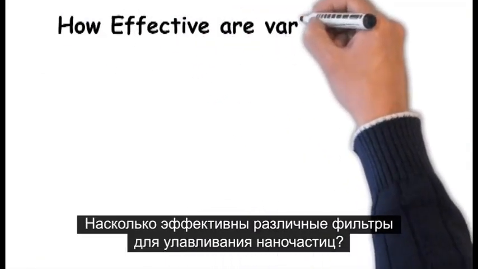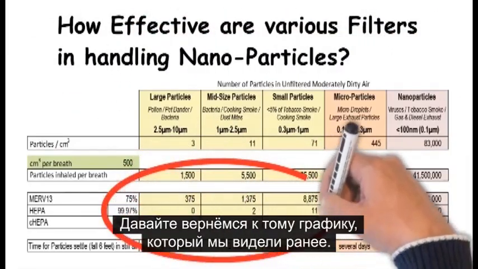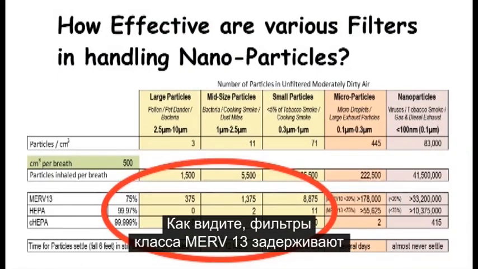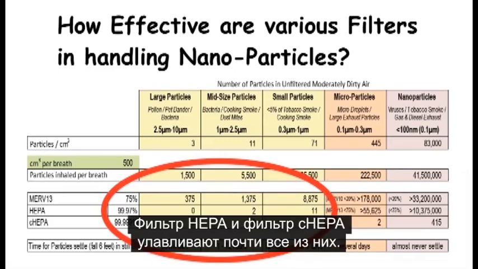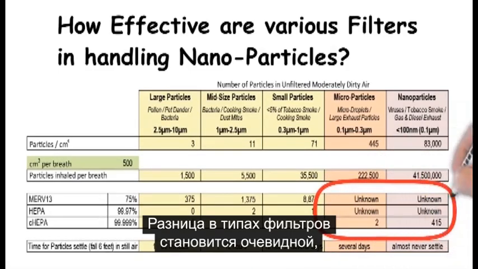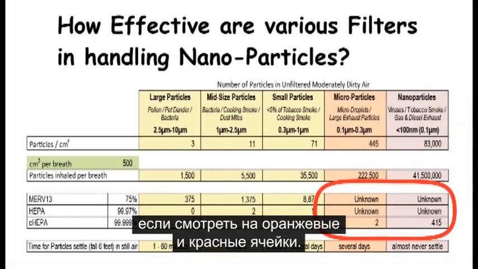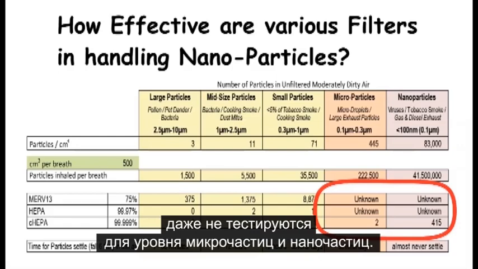How effective are the various filters in handling nanoparticles? Let's look back at that chart we were looking at before. As you can see, the MERV13 only stops about 75% of the large, mid-size, and small particles. The HEPA filter and the C-HEPA filter eliminate almost all of them. The difference in the types of filters becomes readily apparent when you look at the orange and the red cells. MERV filters and HEPA filters don't even test down to the level of microparticles and nanoparticles.